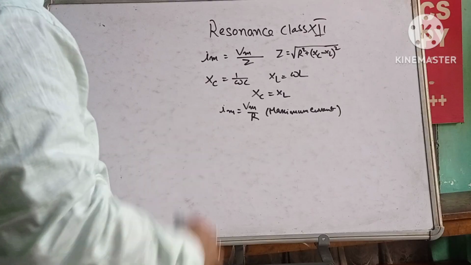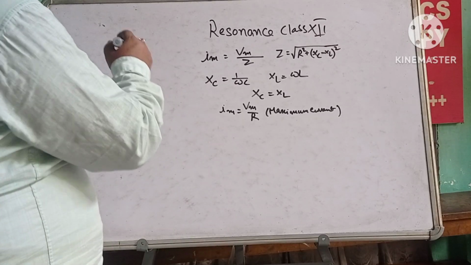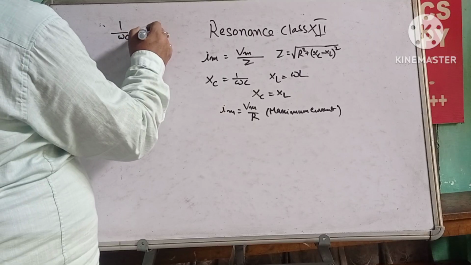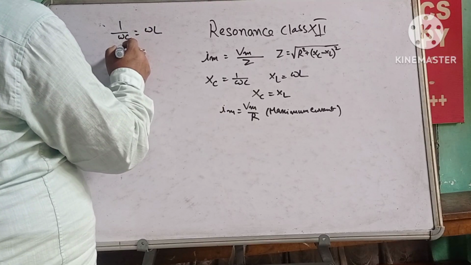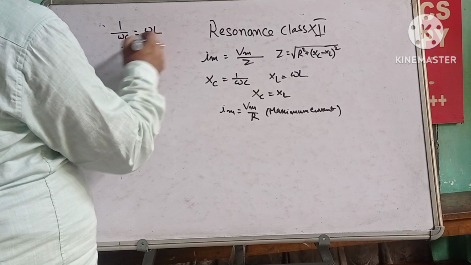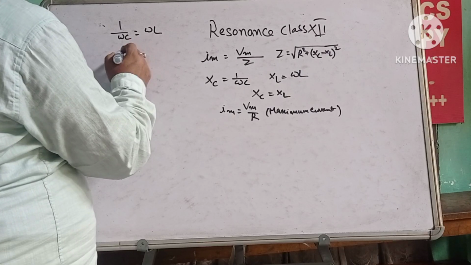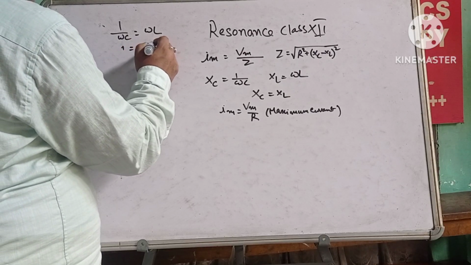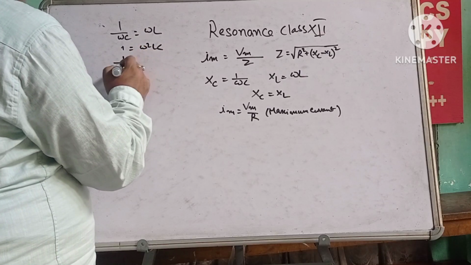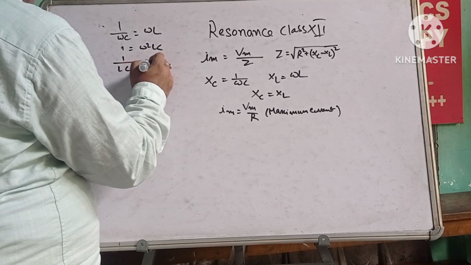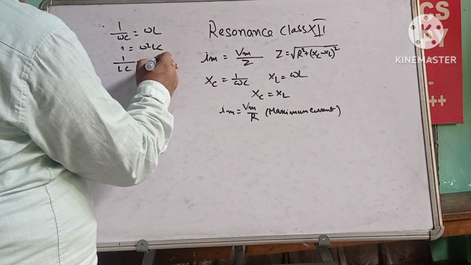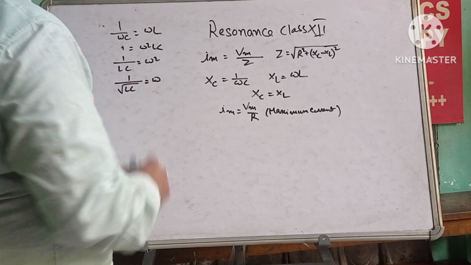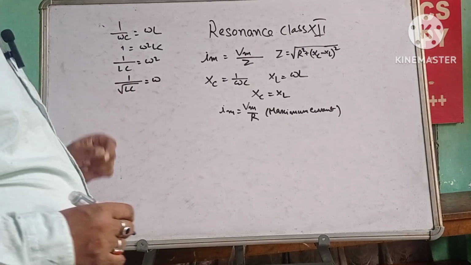So how is Xc equal to XL possible? So 1 by omega C is equal to omega L. So 1 is equal to omega square LC. So 1 by LC is equal to omega square. So 1 by root over LC is equal to omega. So this is the frequency.